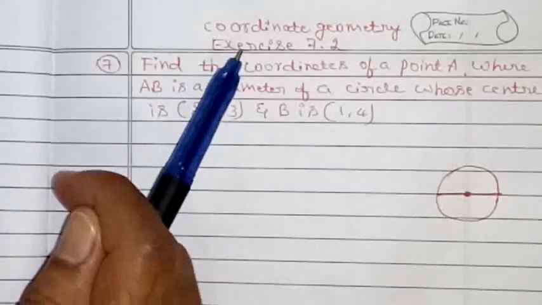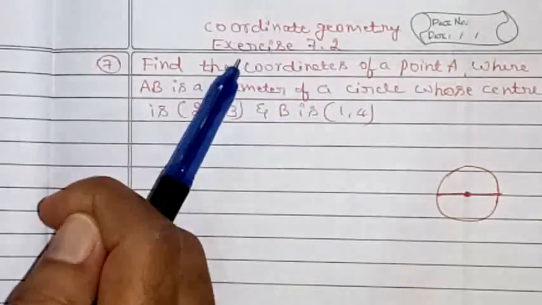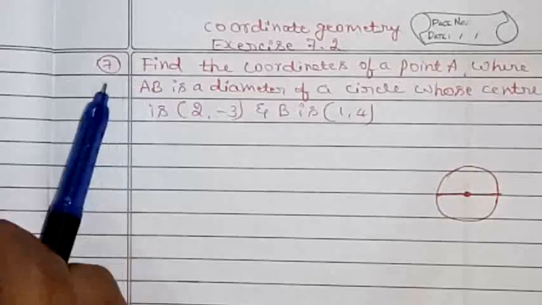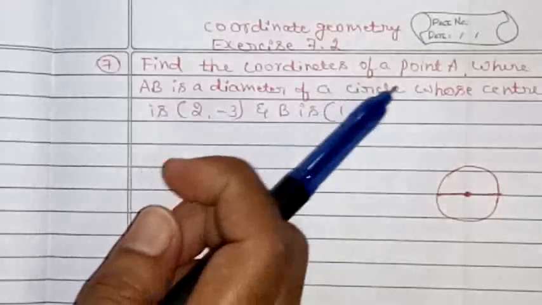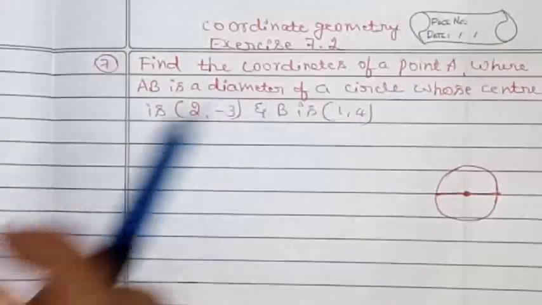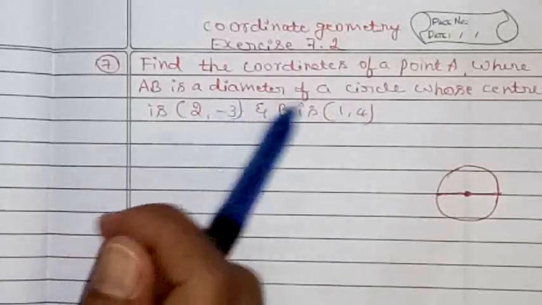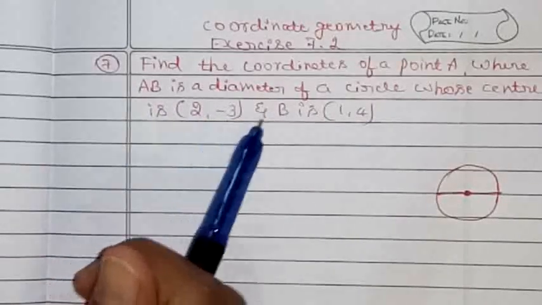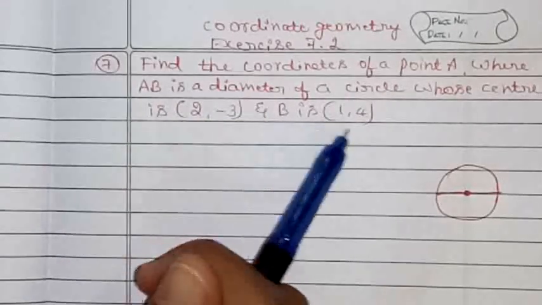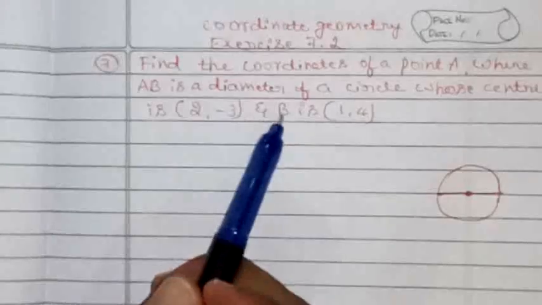So today in this video, we'll solve the coordinate geometry exercise 7.2, the seventh problem. Now the question is, find the coordinates of a point A where AB is the diameter of a circle whose center is (2, -3) and B is (1, 4). Right children, so this is the question.